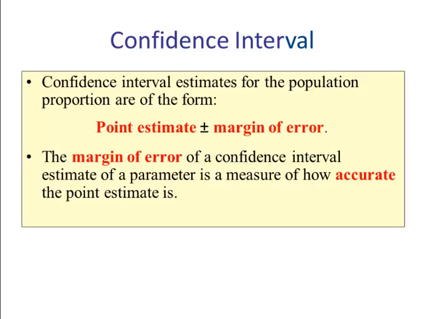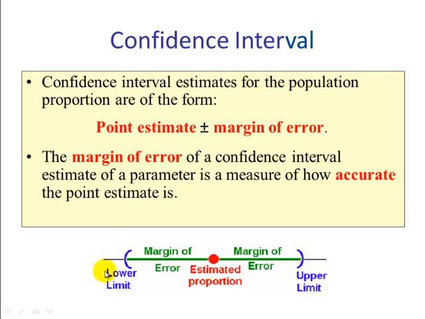Confidence interval estimates for a population proportion are in the form point estimate plus or minus margin of error. The margin of error of a confidence interval estimate of a parameter is a measure of how accurate the point estimate is. The smaller the margin of error, the better the confidence interval.